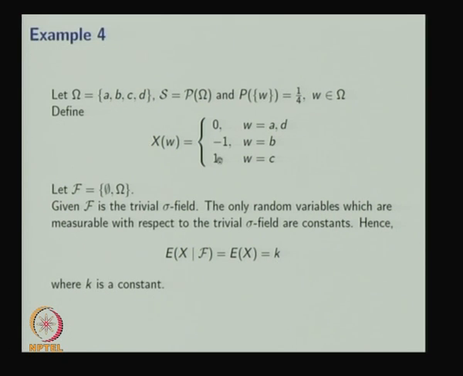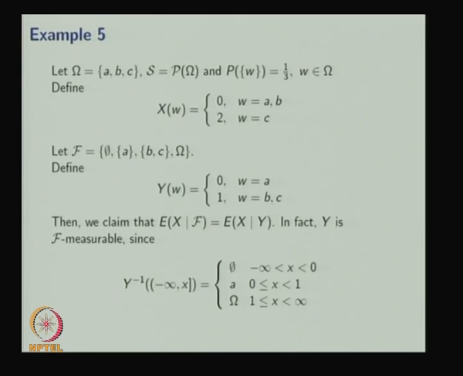That constant you can find by using the probabilities and the possible values 0, -1 and 1. So here the conclusion is, whenever the sigma field is a trivial one, the conditional expectation over the trivial sigma field is a constant, and that constant is the same as the expectation of X, because it is no more a random variable.